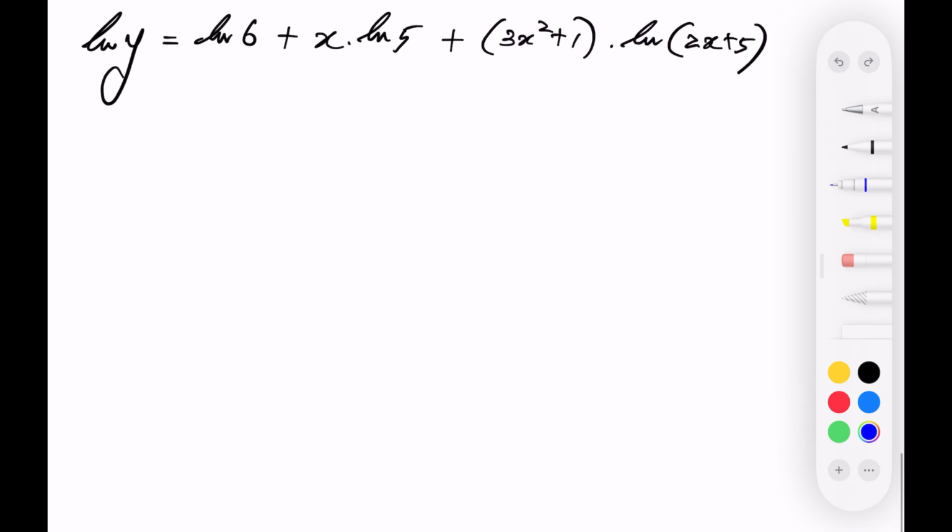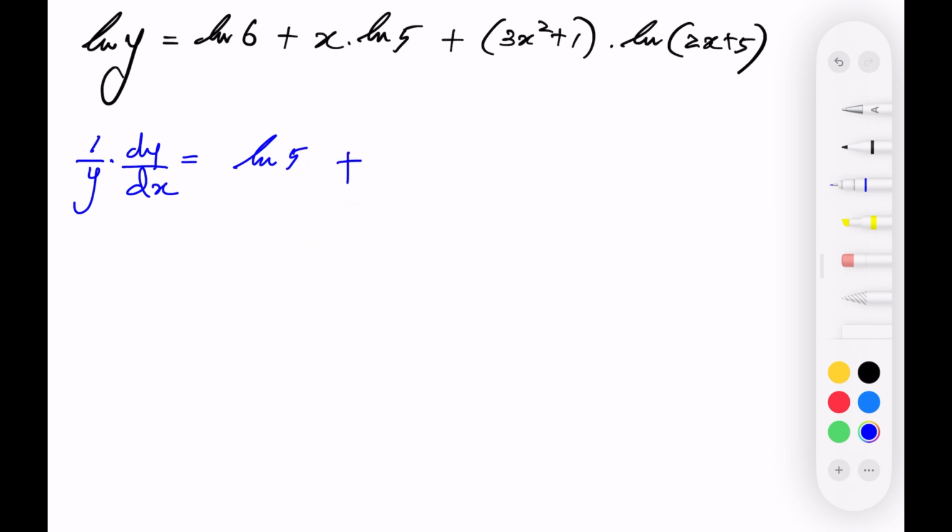When I differentiate both sides of this equation with respect to x, on the left hand side I simply have natural logarithm y, which when I differentiate with respect to x will be 1 over y times dy by dx. On the right hand side, this is natural logarithm 6, which is a constant. Differentiated with respect to x, it will be 0. And then we have to differentiate x times natural logarithm 5. Of course, natural logarithm 5 is a constant which can be factored out, and then simply differentiate the term x. If you differentiate x, it's equal to 1. Therefore, that term becomes just natural logarithm 5.